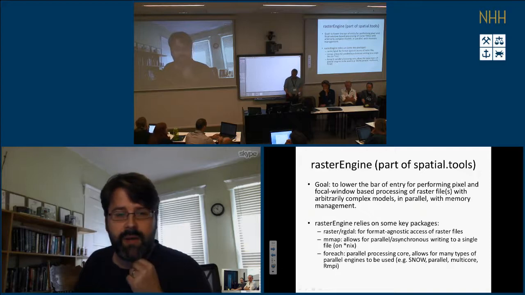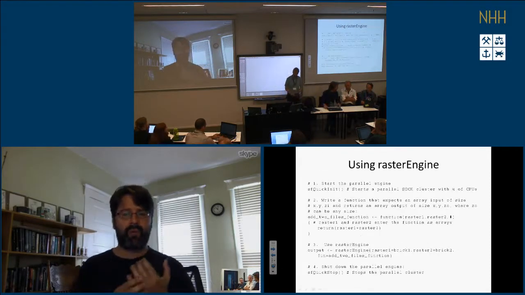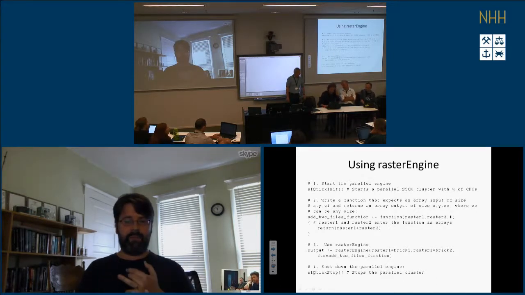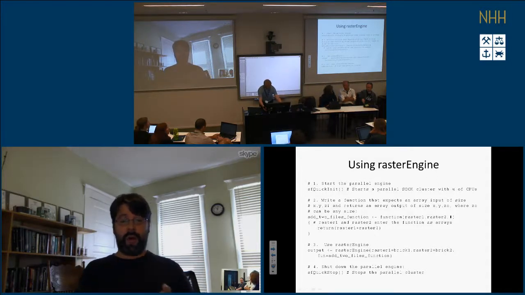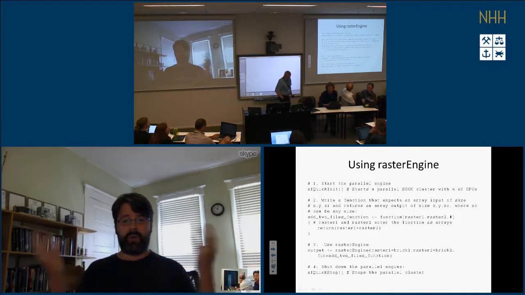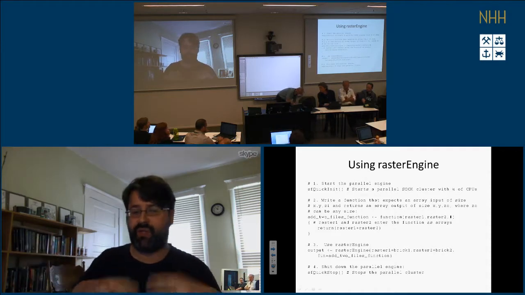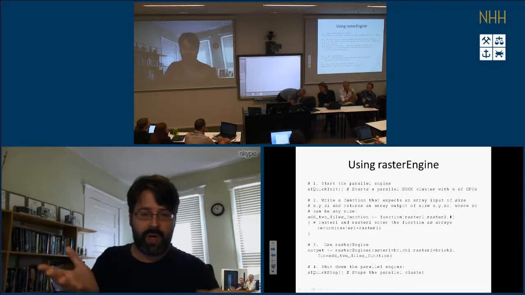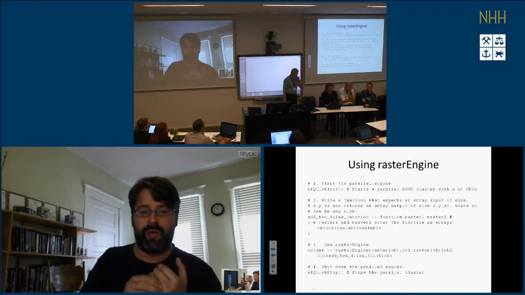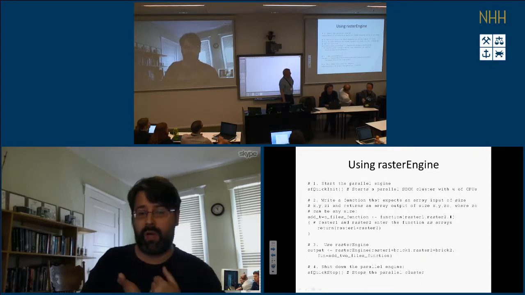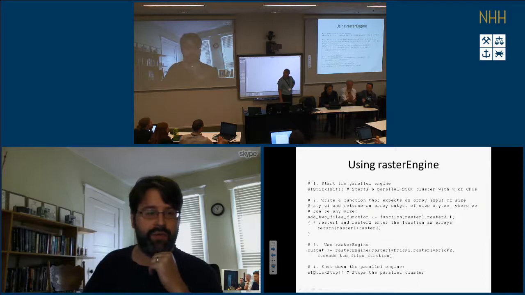So next slide. Just really briefly, with Raster Engine, I was really trying to bring down the bar of entry for my students. So basically, you start a parallel cluster. You can do that in any way, as long as it's registered with foreach, it's fine. You write your function, and the function really just takes the array input, treats each raster input from the perspective of the function as just an array. There's other formats you can pass it on. And then step three is the actual implementation of Raster Engine, where you just feed it which rasters go into the function. You tell it what function to use, and then it runs on a multi-core system. And then you shut down the parallel engine afterwards.